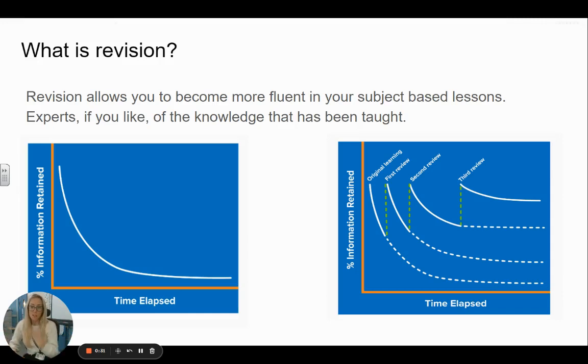But the teachers understand the importance of revision because revision allows you simply to become more fluent in the subject-based lessons that they're taking. It allows them to become experts, if you like, of whatever knowledge has been taught. And I've got two diagrams in here, and I remember when I first saw these, they were quite powerful to me in understanding how important revision is. And this is Ebbinghaus's forgetting curve. So what happens is, when we learn information, our memory weakens over time and we forget it.